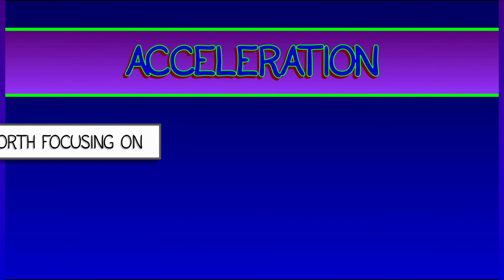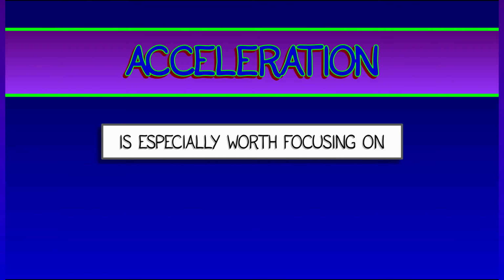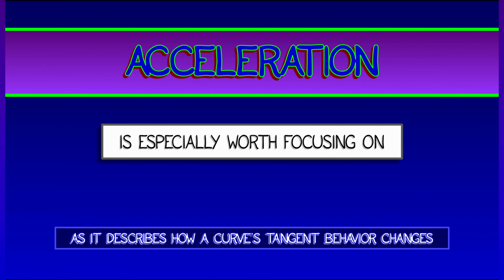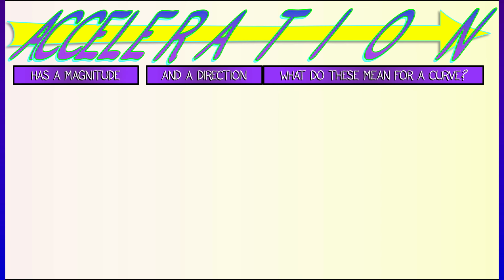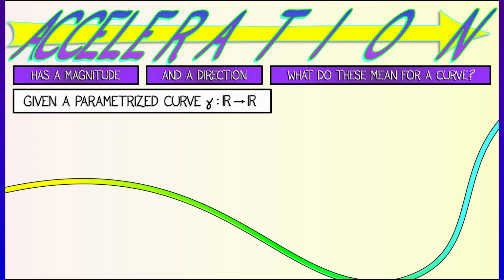Acceleration is especially worth focusing on, as it describes how a curve's tangent behavior evolves over time. So let's think more deeply about acceleration and the acceleration vector, which has both a magnitude and a direction. What do these mean? Well, let's say we're given a parametrized curve in Rn.